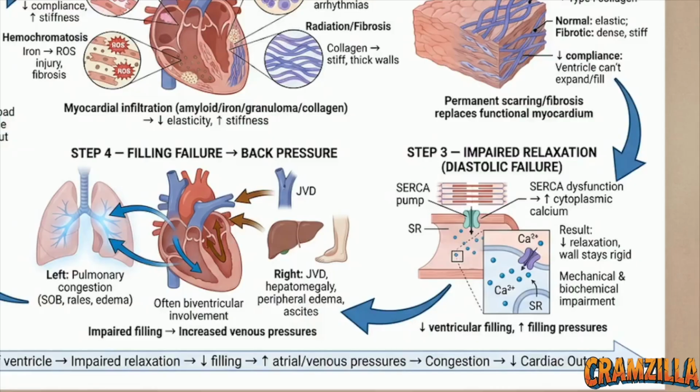This inset diagram shows normal diastolic physiology. It requires active energy to remove calcium from the cytoplasm so the muscle can relax. This removal is handled by the SERCA pump, which actively transfers calcium ions back into the sarcoplasmic reticulum. In restrictive cardiomyopathy, this SERCA pump becomes dysfunctional and fails to clear the calcium efficiently. As a result, calcium levels remain elevated in the cytosol for prolonged periods.